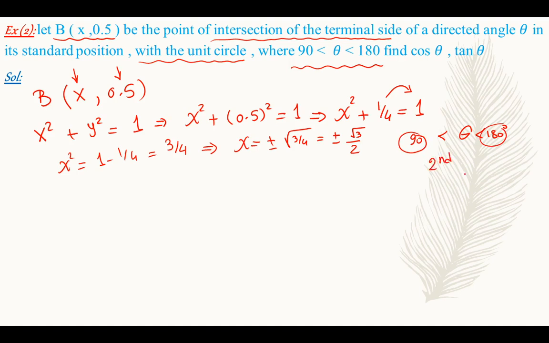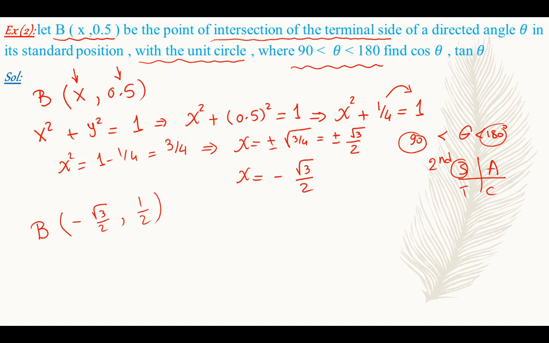So in the second quadrant, we all know by using the asterisk rule that sine is positive and cosine theta is negative. Where x will be replaced by cosine theta, so x will be negative root 3 over 2. Now we are going to write the point B, which is equal to x and half: x will be negative root 3 over 2, and y equals half.